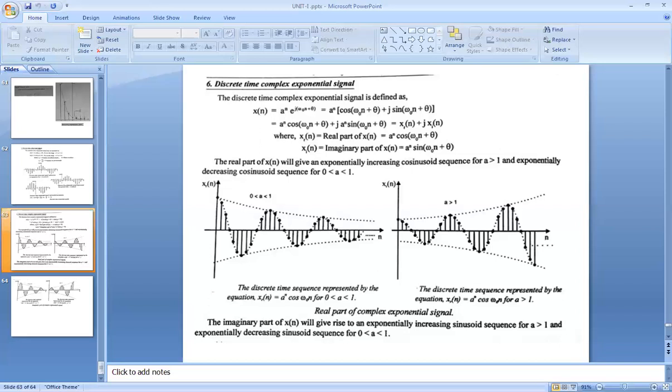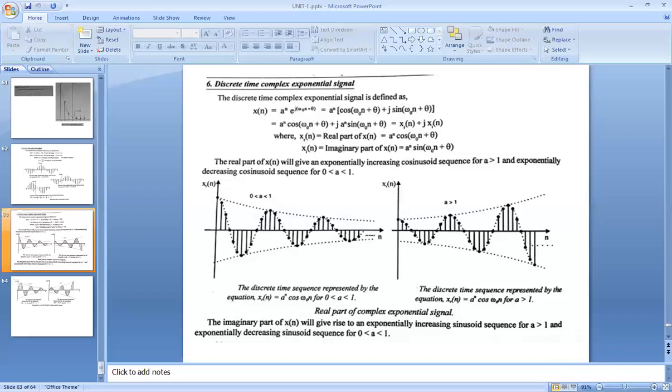Now we solve the bracket. So you will get a raised to n cos omega 0 n plus theta plus j a raised to n sine omega 0 n plus theta. Now we separate the real as well as imaginary term. We mark the real term as xr of n and we mark the imaginary term as j xi of n. So xr of n is the real part of x of n. We write it as a raised to n cos in bracket omega 0 n plus theta, and the imaginary part of x of n is written as a raised to n sine omega 0 n plus theta.